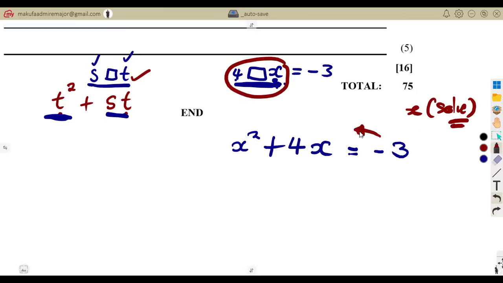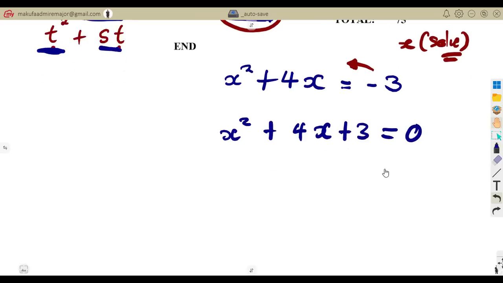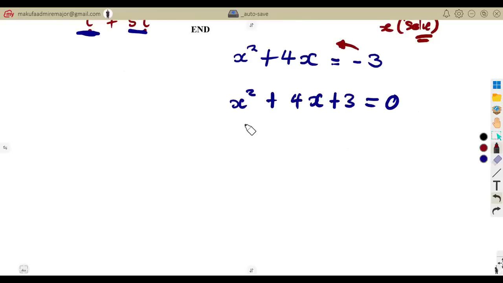We need one side to be equal to 0, so let it go to the other side, just like what we saw in all those quadratic equations that we solved. So it was going to be x squared plus 4x minus 3 equals 0. You now solve the equation by the factorization method, because the coefficient of x squared is one, you're just going to have two brackets. Remember this, guys? We've been talking about this.